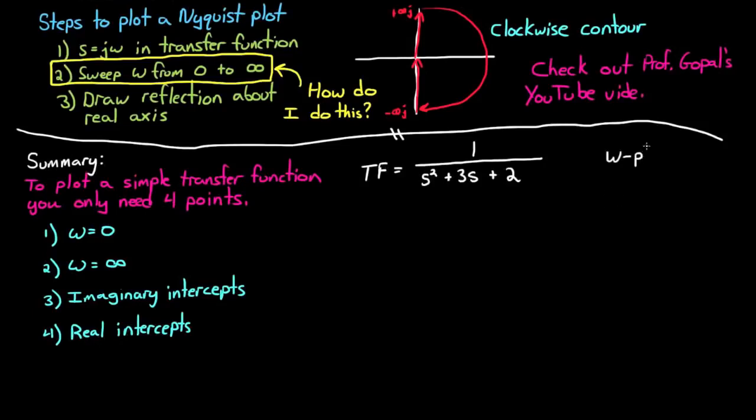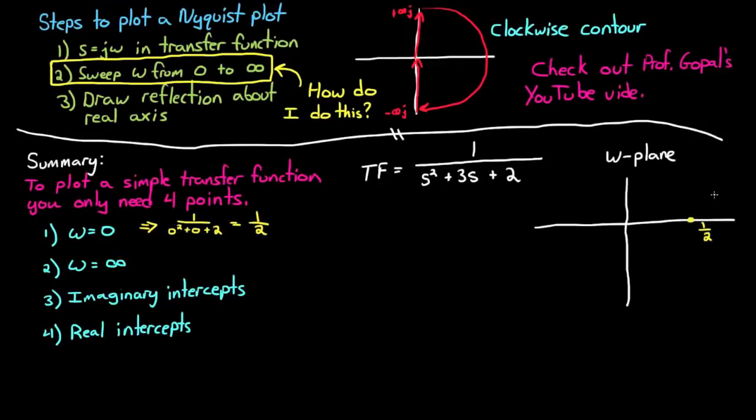For the first point where omega equals 0, we can basically just plug in 0 for each of the s's, and we're going to get 1/2 for our starting point. For omega equals infinity, we just plug in infinity for each of the s's, and we're going to get 1 over a really large number, which is 0, which is what we expected since this is a strictly proper transfer function. So the midpoint is at the origin.